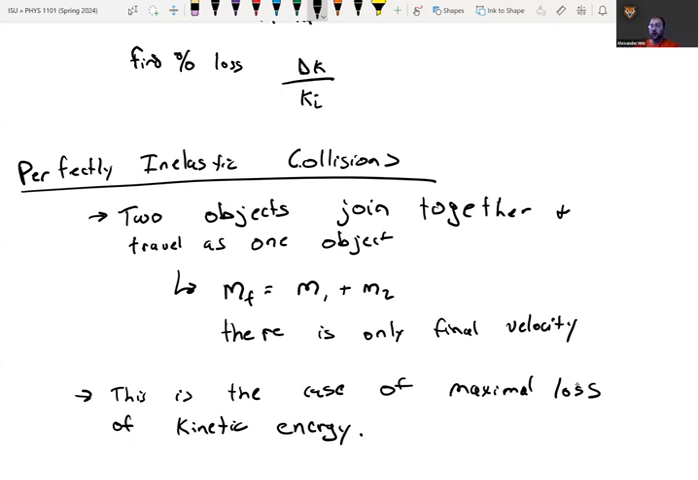Okay. So another one you might imagine is you rear-end someone, where this person might be stopped or moving forward. You just come up and you hit them faster. If you join together and travel as a single object, that doesn't mean that you've stopped. But it does mean you have lost the maximal amount of kinetic energy that can be lost and still have momentum be conserved. Okay, so those are the three types of collisions that will come up.